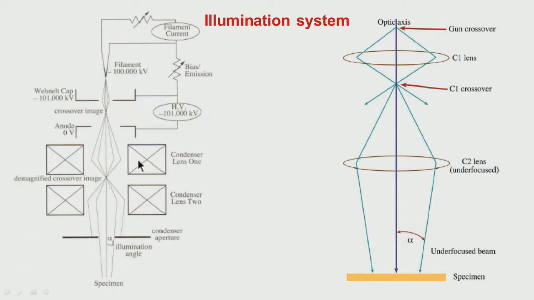Then we have condenser lenses, which are used to make the beam either parallel, convergent or divergent, but uniform on the sample surface. This is only a schematic of the ray diagram.